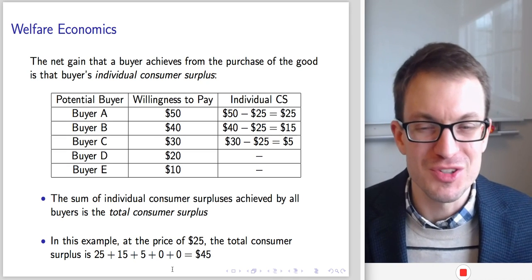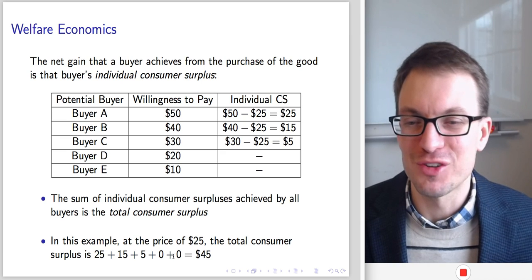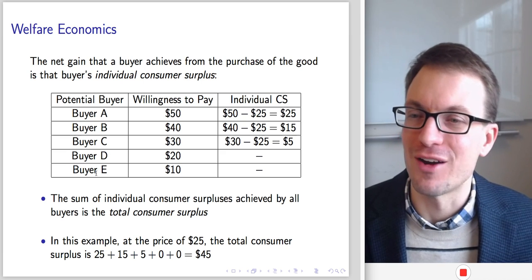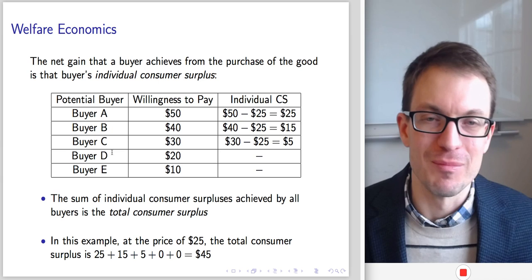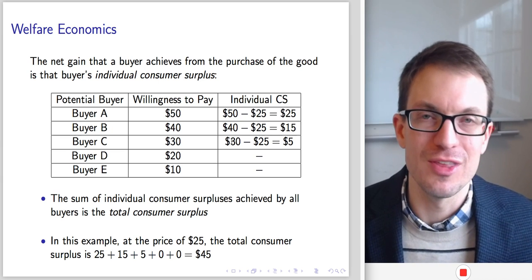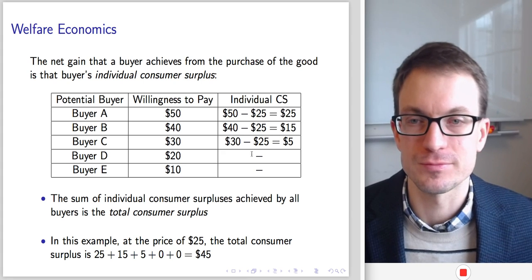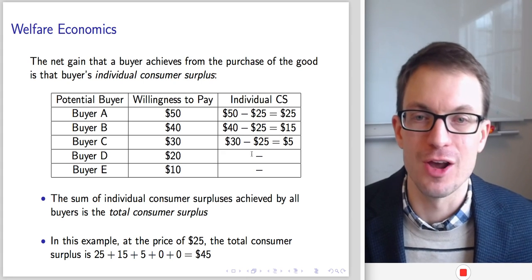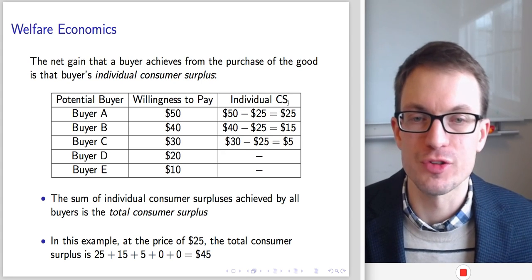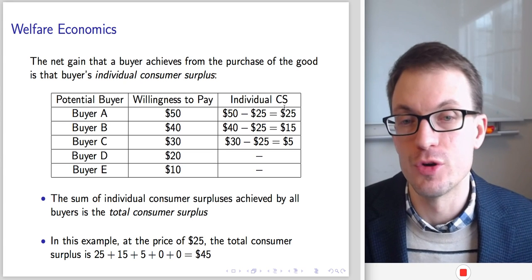Right? So don't make the mistake of deducting the -5 and the -15 from buyer E and D. They didn't buy. They're not in the market. They don't get any surplus. And we're not going to say that they get a loss simply because they just simply haven't participated. Okay, so we're going to add up the individual consumer surplus from those who buy, from those who are actually participating.